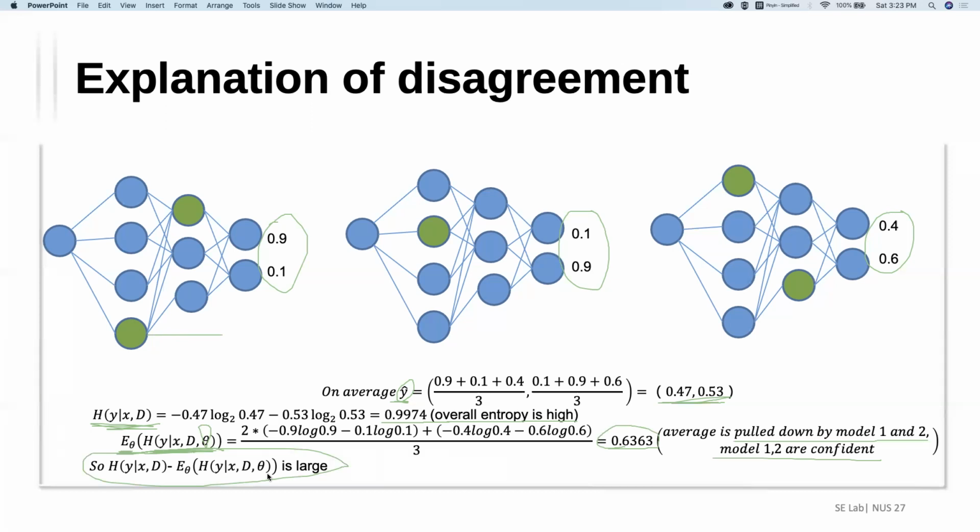Okay, so let me think about it. Usually the average is 0.4, 0.6, close to these ones, but it has very high entropy. I somehow got a point. So we calculate the overall entropy, then we see the entropy average. The smaller the expectation, the more disagreement they have.